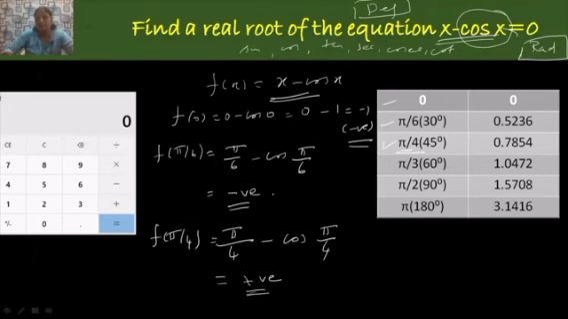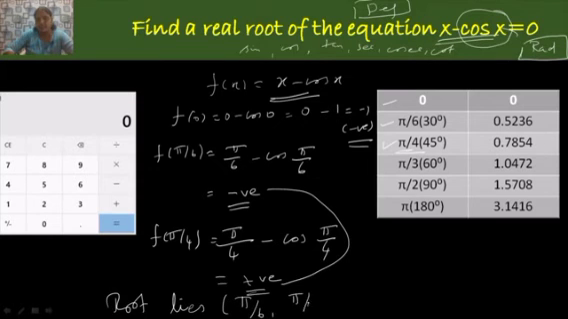Here, look, there is a change of sign from negative to positive. Therefore the root lies in the interval pi by 6 to pi by 4. At pi by 6 the function has a negative value, so I take this as my a value. At pi by 4 the function takes a positive value, so I take pi by 4 as my b value.